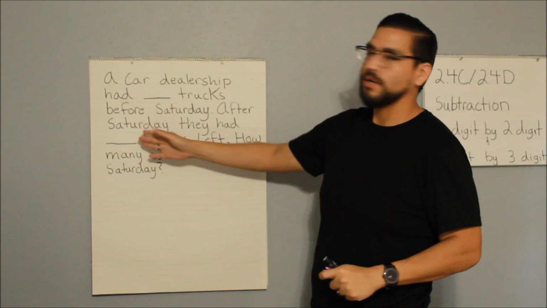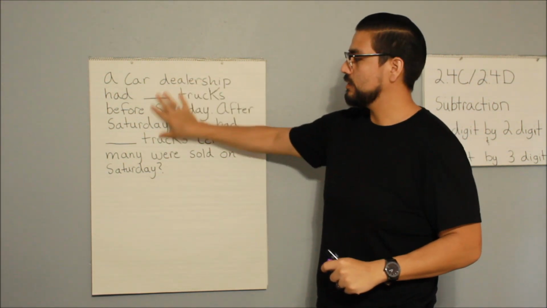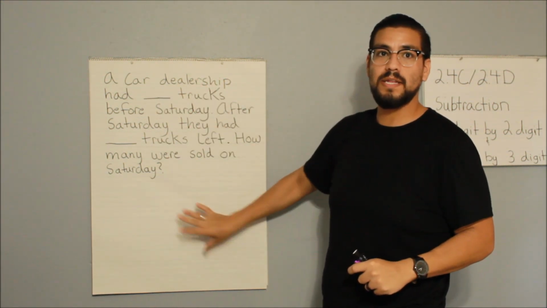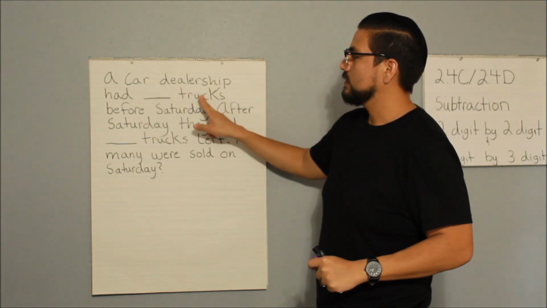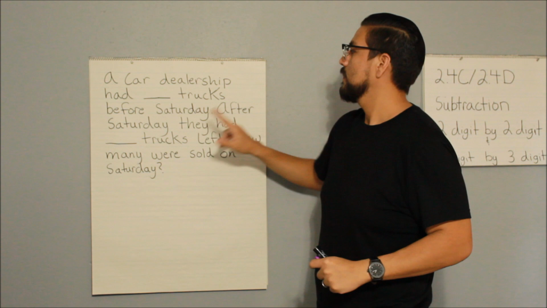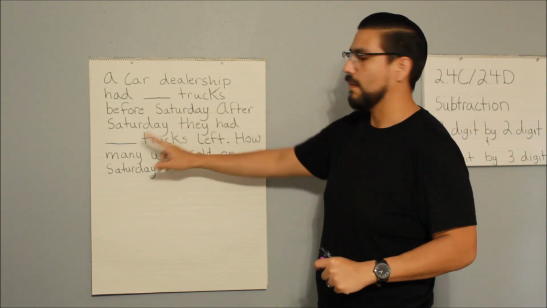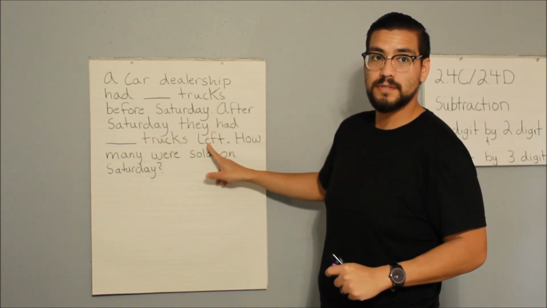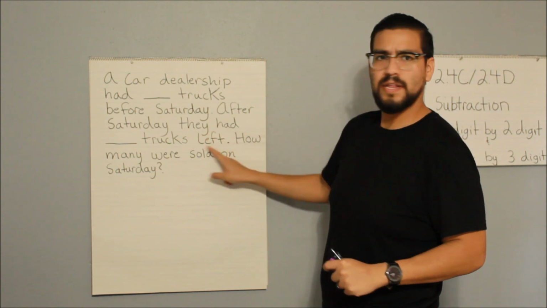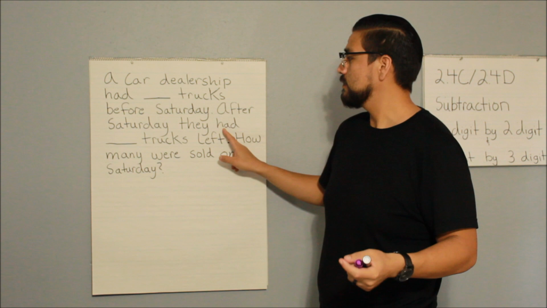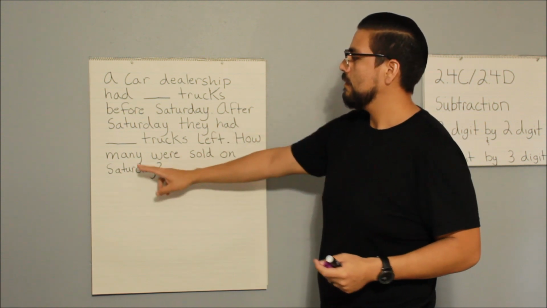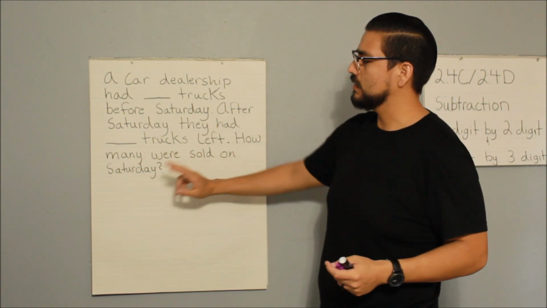Our problem again has no numbers. This time we're focusing again on just the problem before we go into writing any of the math. So a car dealership had blank trucks before Saturday. After Saturday, they had blank trucks left. We're already thinking left. Think about those keywords that we know that help us solve our problems. Left. How many were sold on Saturday?